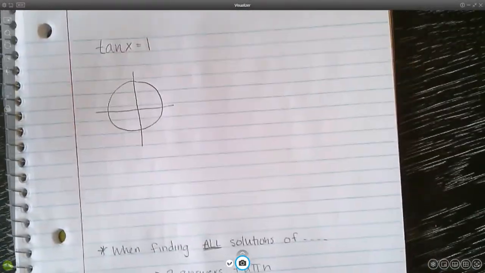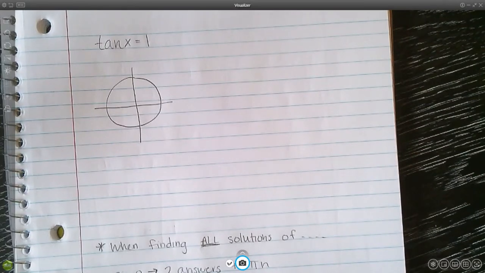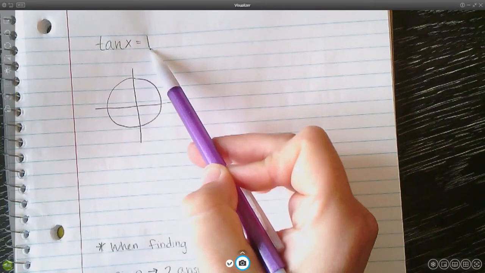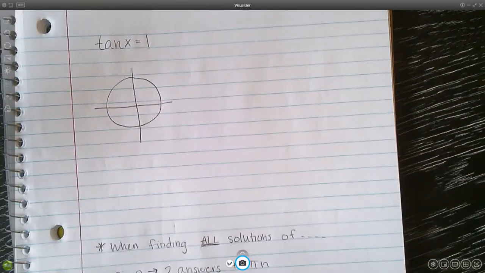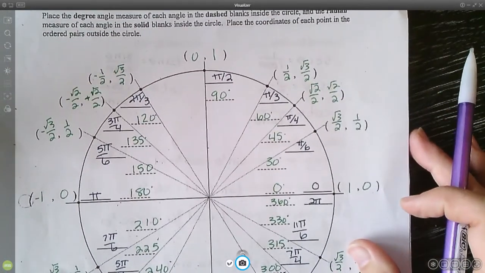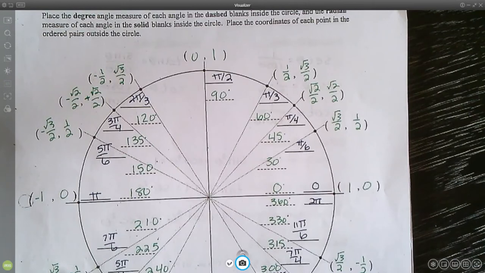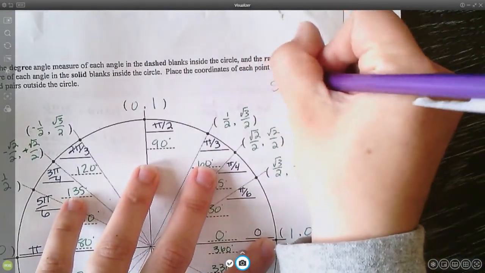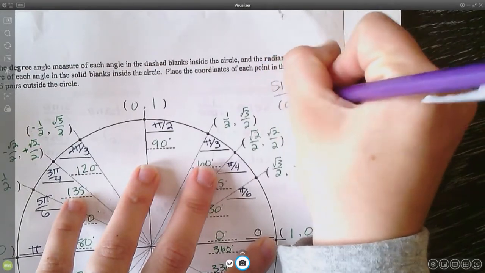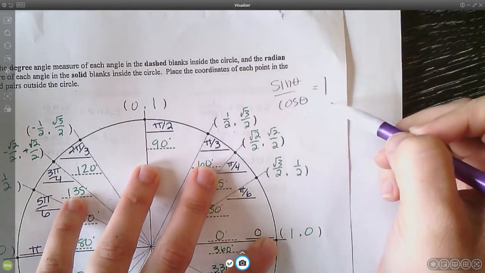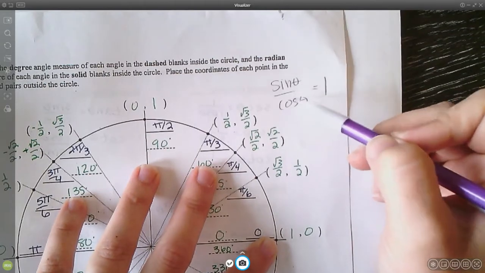Okay, so now we're going to look at tangent. So let's pretend we have the tangent of x equals 1. Okay, so if you go to your unit circle, remember tangent is sine over cosine. So if you have sine of theta over cosine theta and you want it to equal 1, well, what needs to be true about your fraction? These two things have to be the same.